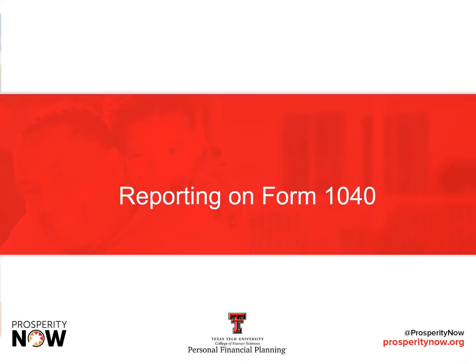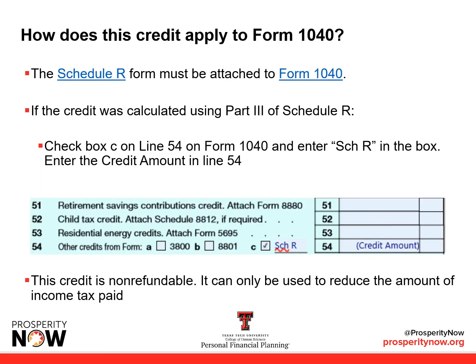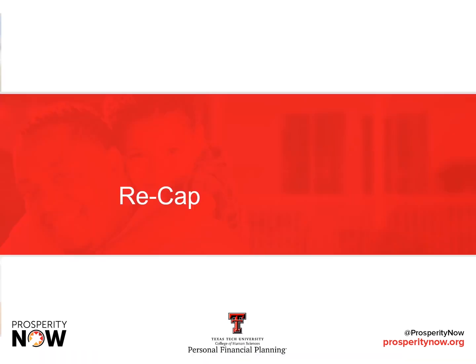So, how do you report this credit on the Form 1040? The Schedule R form must be attached to the Form 1040. If the credit was calculated using Part 3 of the Schedule R, check Box C on line 54 of the Form 1040 and enter Schedule R in the box, and then enter that credit amount onto line 54. This credit is non-refundable, which means it can only be used to reduce the amount of income tax paid.